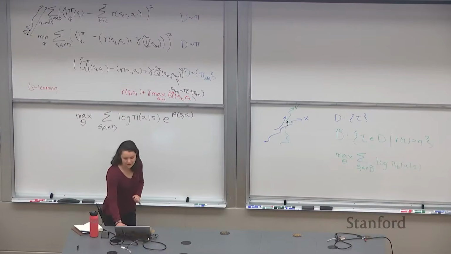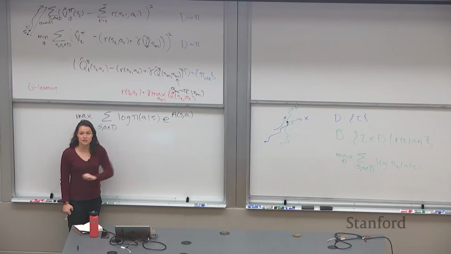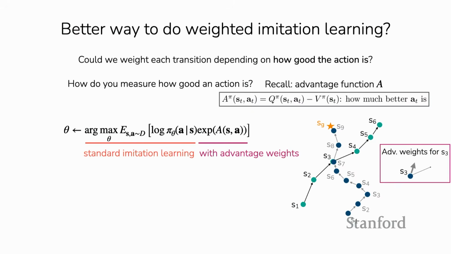And so when we then take our imitation learning objective and weight it by the advantages, we're going to be telling our policy that in that state, it should go to the good outcome rather than going to the bad outcome. And so this objective, if you have a good advantage estimate, is capable of stitching together good behaviors in an offline data set.